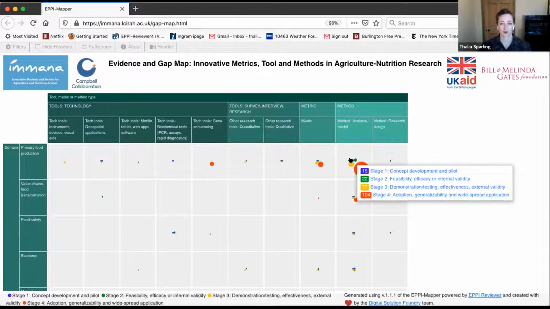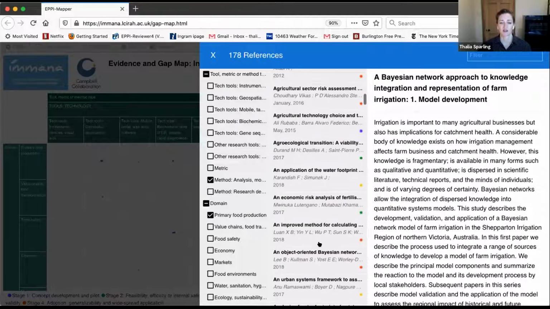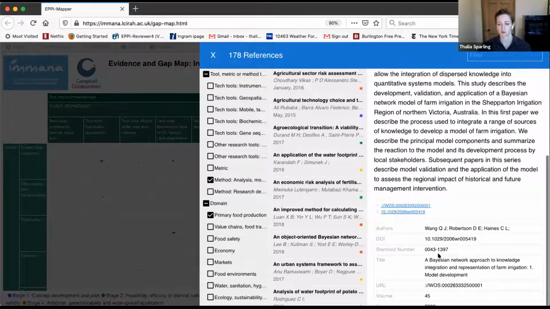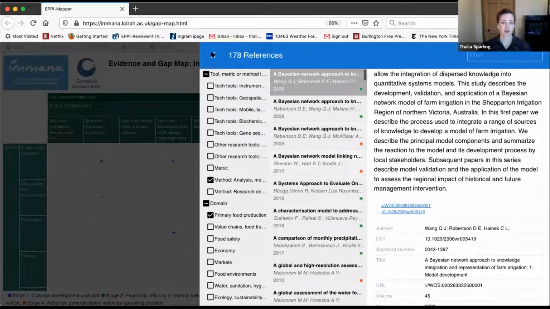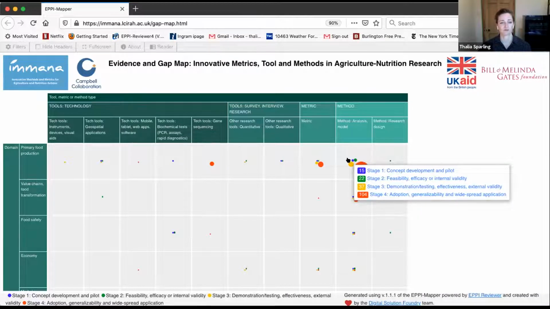So when you scroll over the cell, you'll see a little summary, as you can see here on my screen. And then what's quite cool about this map is if you click on the cell, it will pull up all of the studies within that cell. And these, you can see their color coding, you can read their abstract, you can see the authors and the references. So we see quite a lot of studies in this space, which is methods on primary food production.